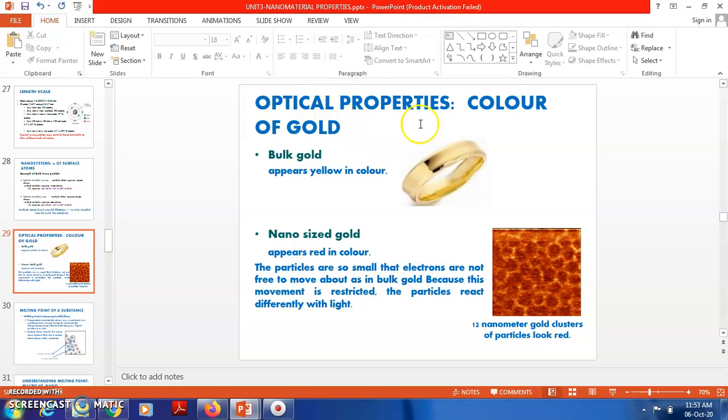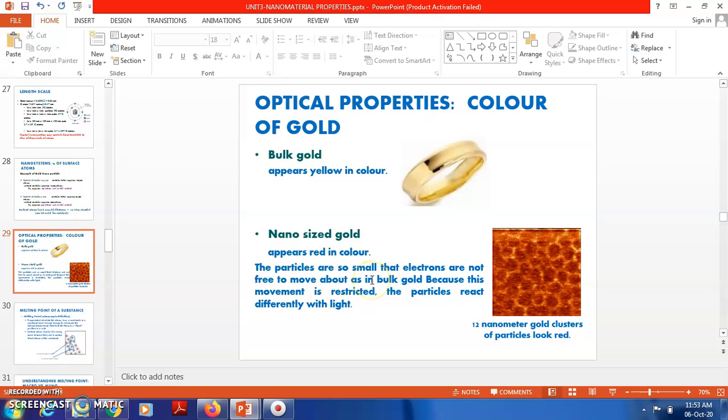Here you can see the optical properties. First, I am explaining with the help of the color of gold. I am going to consider bulk gold. Normally it appears as a yellow color, but when I move to nano-sized gold, it appears red in color.